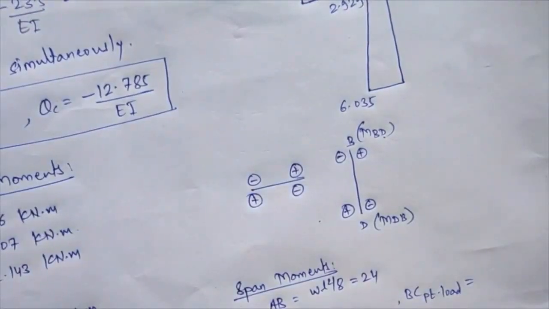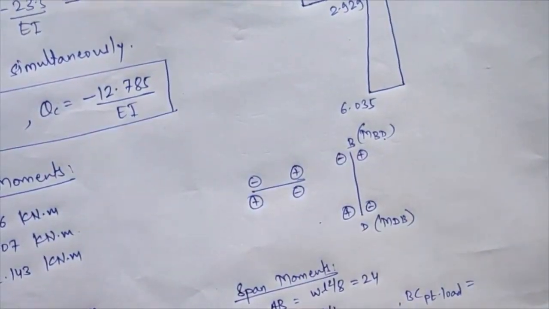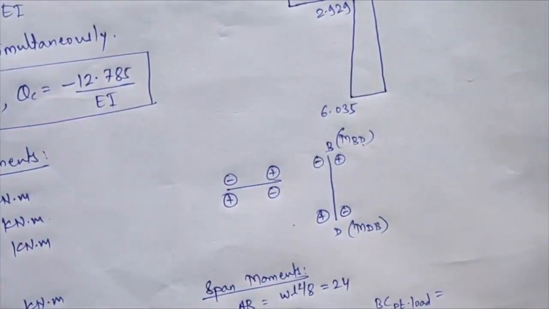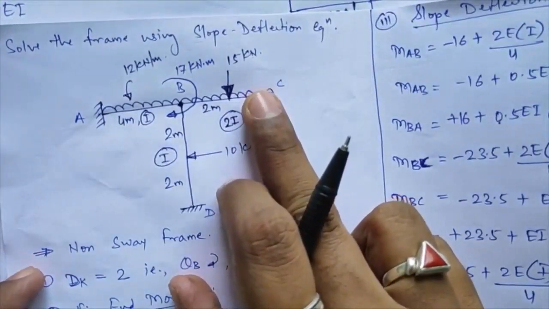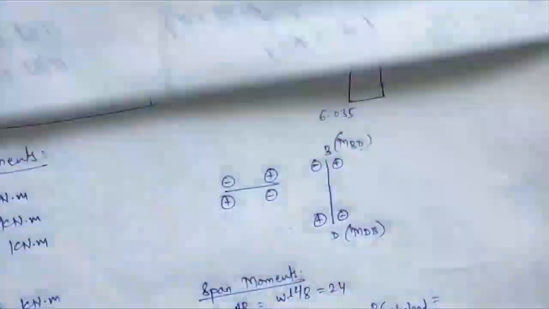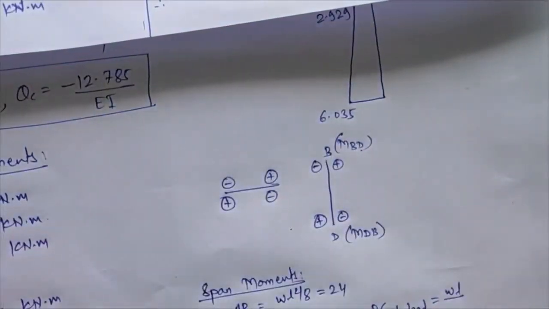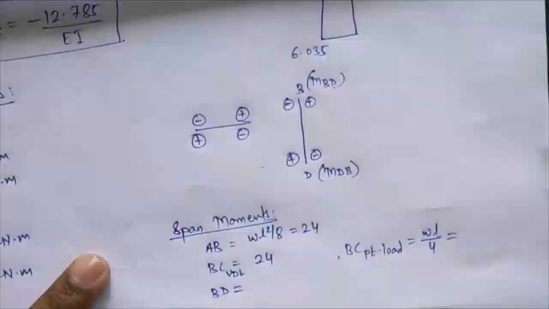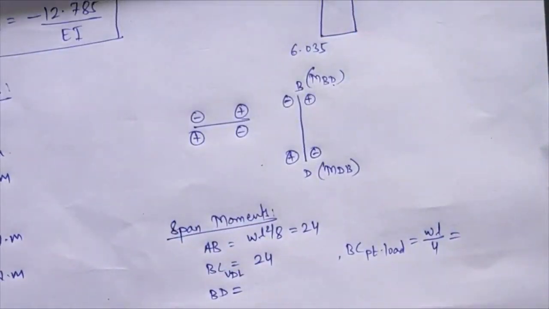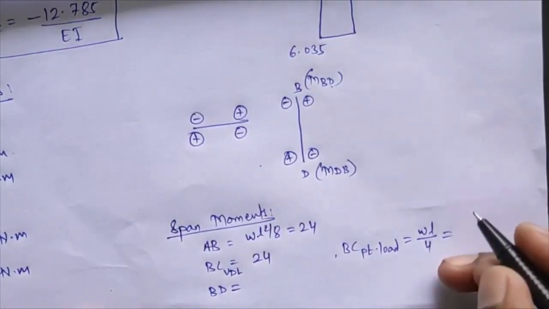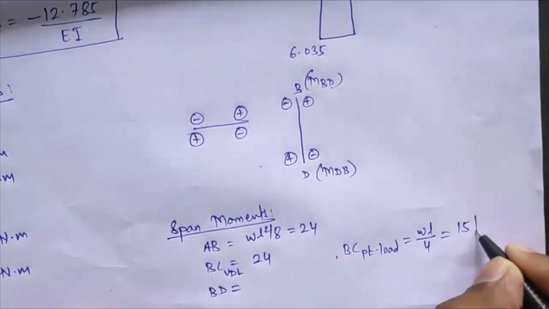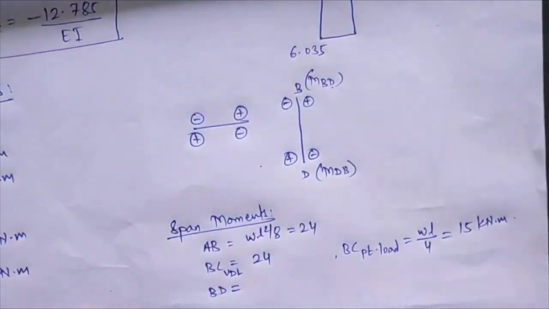Okay, same will be for BC, that your distance or length of your span AB and span BC is same. Okay, then for point load we'll calculate over there, that is a point load of 15 kN is acting at the center over there. So for point load here this value will come equal to WL divided by 4. Okay, maximum span moment at the center will be WL by 4. So W, that will be 15, length will be 4, divided by 4, 4 will get cancelled, just it will remain as 15 kilonewton meter.